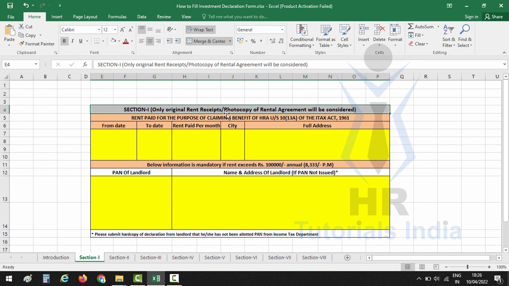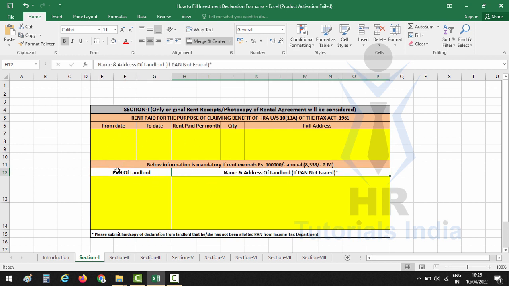Only original rent receipts, photocopy of rental agreement will be considered. So this section is related to HRA, which needs to be declared by the employee with the company in this investment declaration form. It consists of from date, to date, rent paid per month, city, full address. Below information is mandatory if the rent exceeds more than 1 lakh per annum, which is the PAN number of the landlord and the address of the landlord.